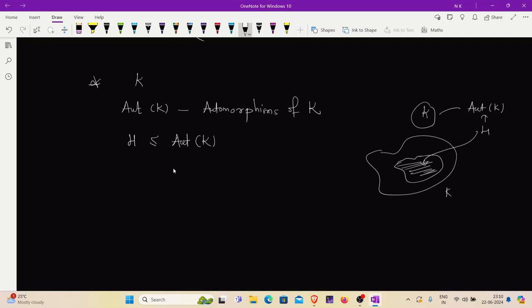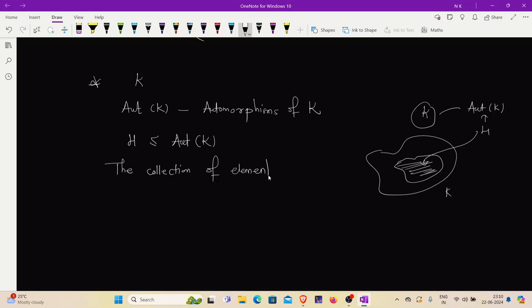Okay, so let's talk about it. First of all, we'll show that all these elements form a subfield of K. So my first point in today's lecture is this: the collection of elements in K fixed by all the elements of H is a subfield of K. Don't forget that H is a subgroup of the automorphism group of K.